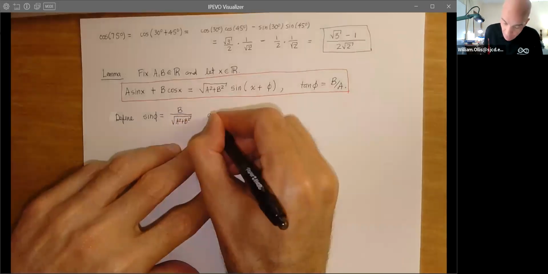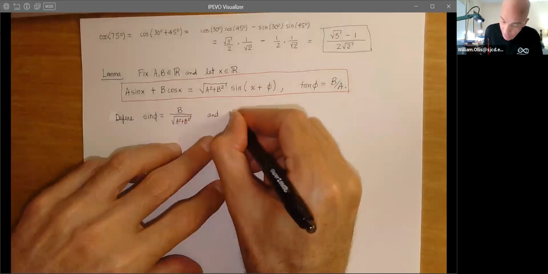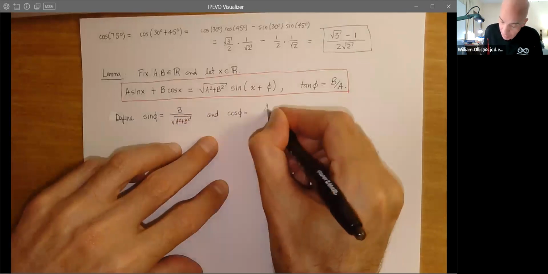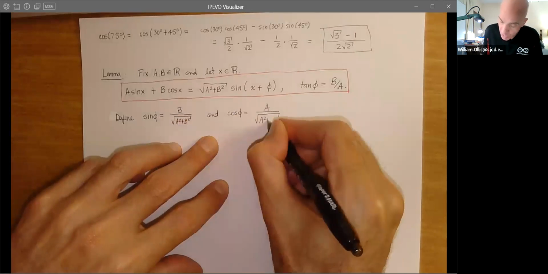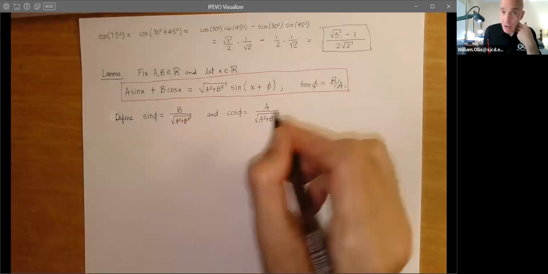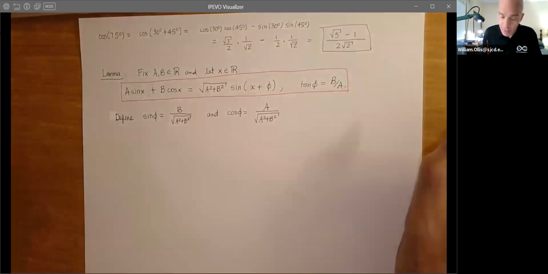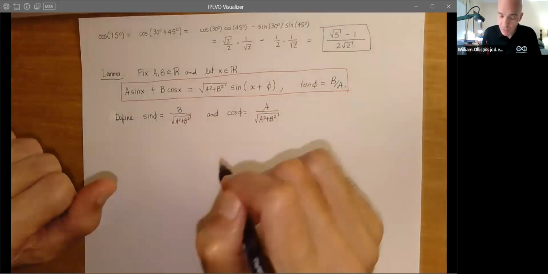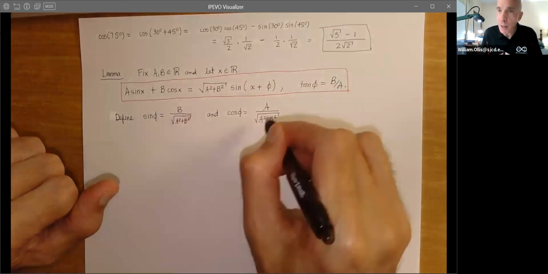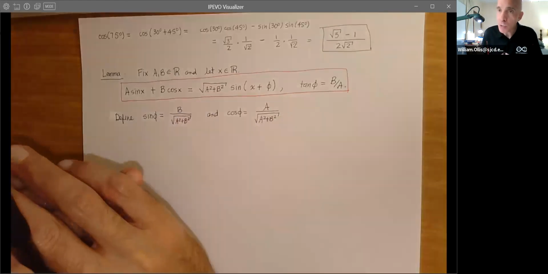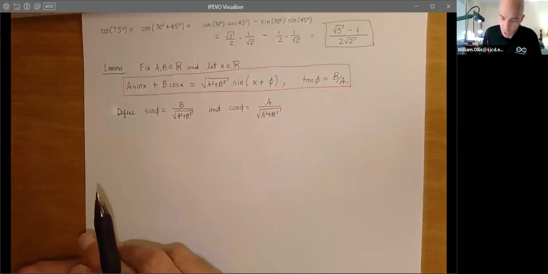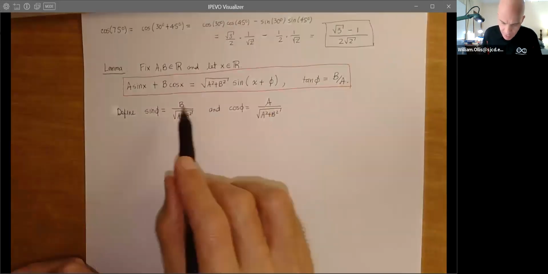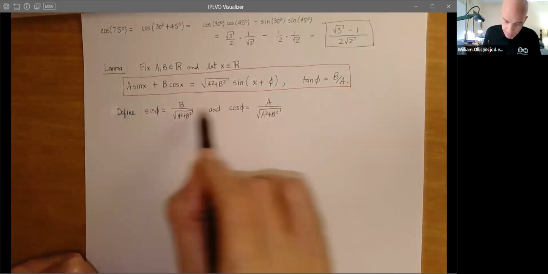And we can define cosine of phi to be A over the square root of A squared plus B squared. Now, of course, these make sense because these are bounded between 1 and -1. This definition would make no sense if it didn't suit the range of the sine and the cosine. So these would be definitions that would be acceptable. And so now when you look at this, you're thinking, okay, well, we can solve for A and B.